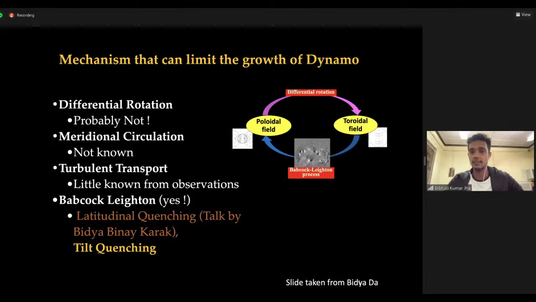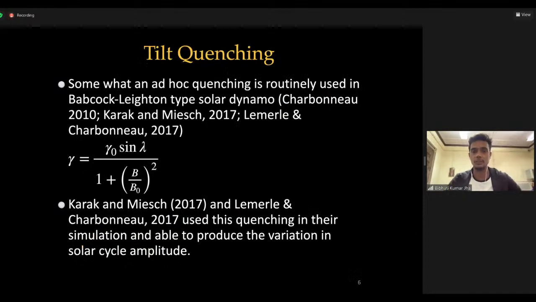This is a slide that I have taken from Vidya's talk. An important point is that, as I already said, this is a continuation of the talk given by Vinay Karak. He mentioned that since all solar cycles are not the same, particularly in the Babcock-Leighton type dynamo model, we need some non-linearity in the model to somehow suppress the growth of the solar dynamo. There are some mechanisms like differential rotation, meridional circulation, and turbulent transport, but one of the most important mechanisms in the Babcock-Leighton type dynamo model is quenching. Latitudinal quenching has already been discussed by Vinay Karak. Right now I am going to talk about tilt quenching, how the tilt can affect the solar dynamo, and particularly the observational aspect of tilt quenching.